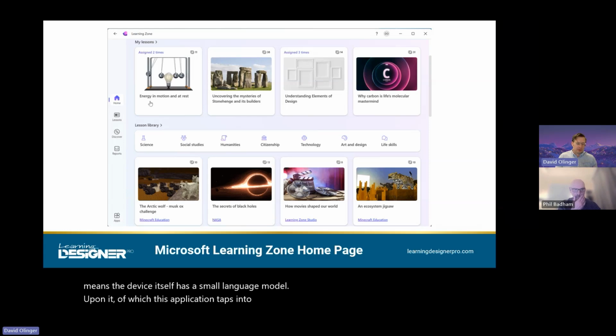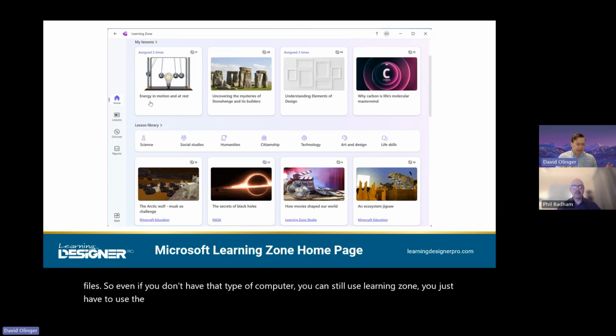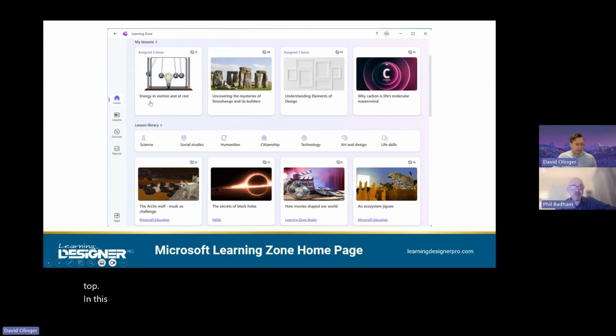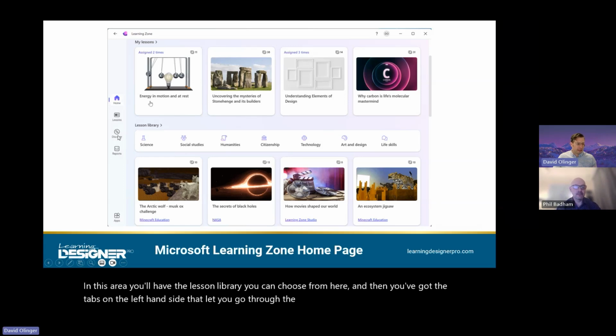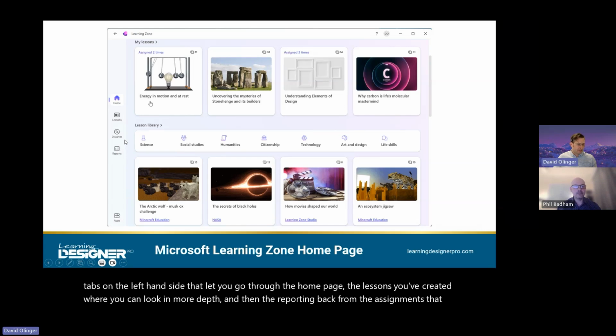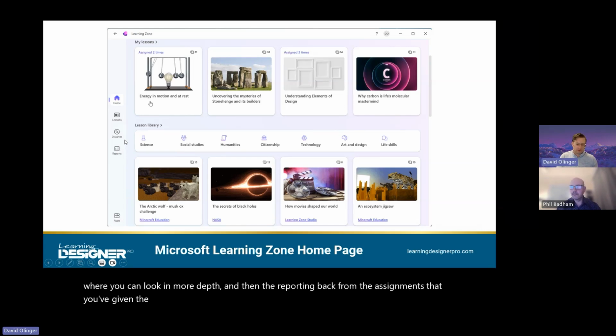Even if you don't have that type of computer, you can still use Learning Zone. You just have to use the lesson library that's been made. When you get to the landing page of Learning Zone, it looks a little bit like this. You have the lessons that you've created on the top in this area. You'll have the lesson library you can choose from here. And then you've got the tabs on the left-hand side that let you go through the home page, the lessons you've created, where you can look in more depth, and then the reporting back from the Learning Zone assignments you've distributed to your students.